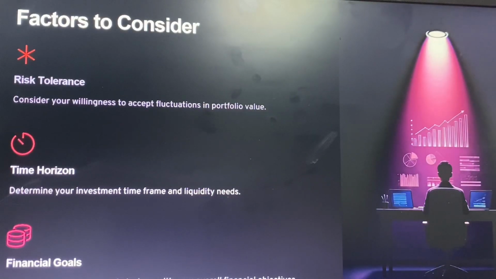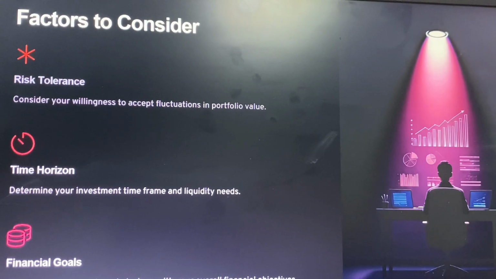Here we have the factors to consider when choosing which bond investment strategy to use. You have to consider your risk tolerance. Consider your willingness to accept fluctuations in portfolio value. You have to be willing to accept the fact that sometimes your portfolio might go up, might go down, it's going to be fluctuating. So you have to be willing to accept the risk when choosing your bond investment strategy.